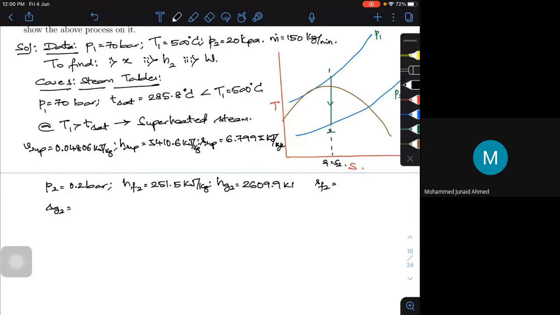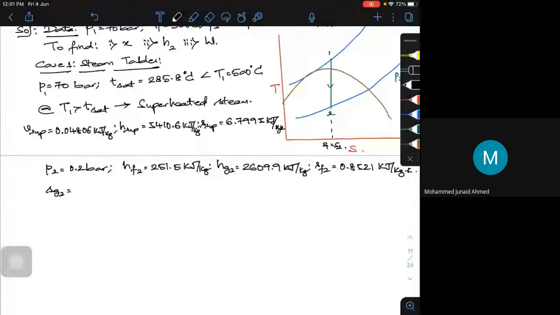What is SF2? So 0.8321 kilojoules per kg degree Kelvin. What is Sg2? 7.9094 kilojoules per kg degree Kelvin. So I got the values from the steam tables corresponding to both the conditions.